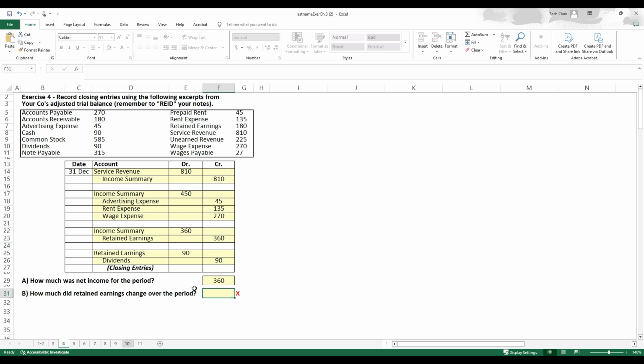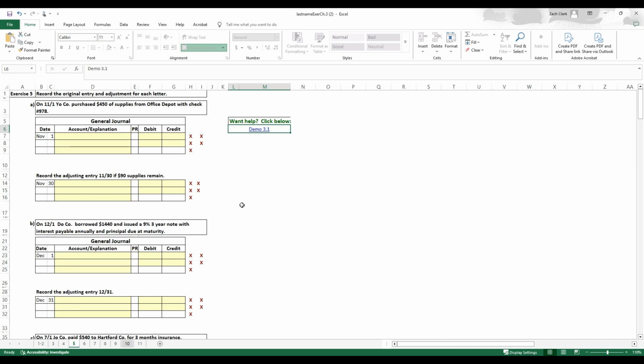And how much did retained earnings change over the period? So we know it went up by 360. And then dividends is a decrease to retained earnings. So we could just subtract that out to get our answer there of 270 in this version of my homework. So, okay, let's go to the next problem here.